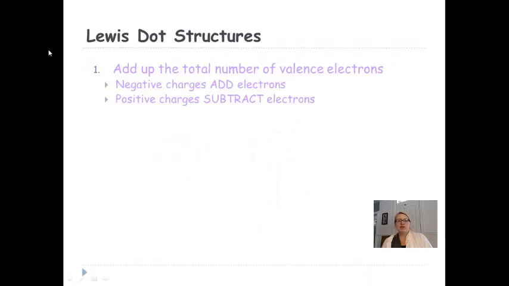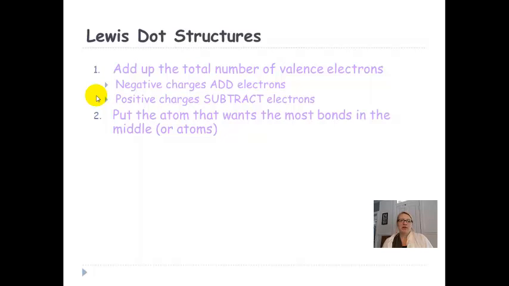So, to draw a Lewis dot structure, the first step is to add up the total number of valence electrons. If you have a negative charge, you need to add electrons. If you have positive charges, you need to subtract electrons from the total. Put the atom that wants the most bonds in the middle, and then place the other atoms around the central atom.